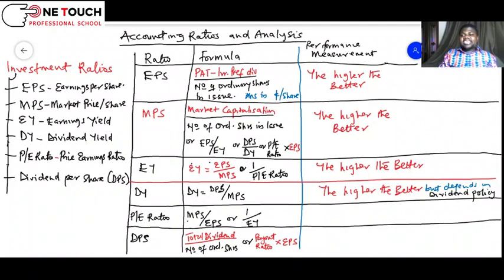PE ratio. This one, the lower, the better. That is giving the market price per share to be constant. Then we expect that your earnings per share should increase. And once it keeps on increasing, we expect that the PE ratio will be lesser. Then we have the dividend per share. That one also will depend on the dividend policy. So the higher, the better.